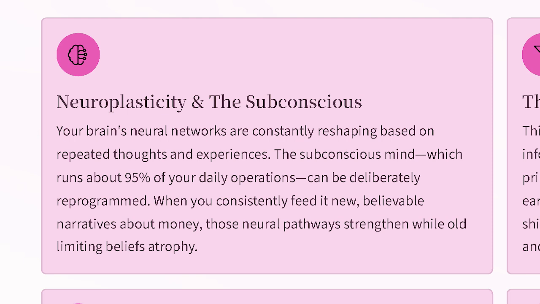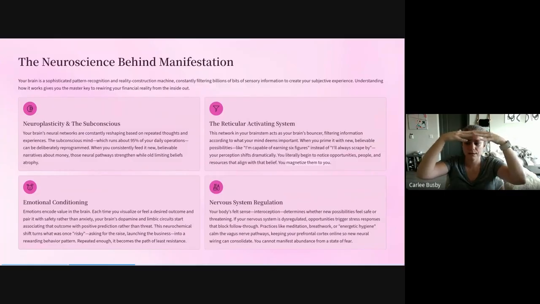Neuroplasticity is basically saying you have all these neurons and neural networks in the brain, and every time you think a thought over and over again, it creates a tighter connection between those neurons. But that also means that if you change your thoughts or your experience, you begin to have neuroplasticity, which means you can change some of those connections in the brain.